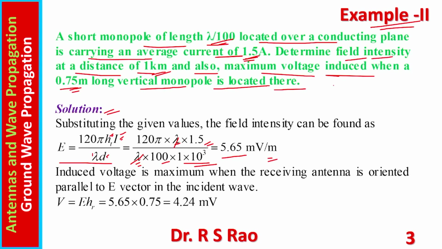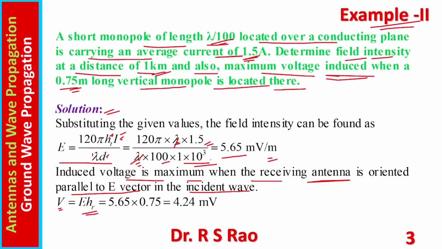Second part is maximum voltage induced over a vertical monopole, 0.75 meter long, when it is placed at a distance of 1 kilometer. Induced voltage is maximum when the receiving antenna is oriented parallel to the E vector in the incident wave. In the incident wave, if E vector is vertical and monopole is also vertical, then maximum voltage gets induced. So V is E into HR.